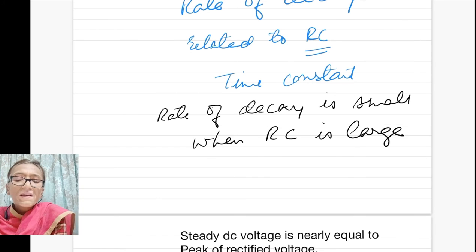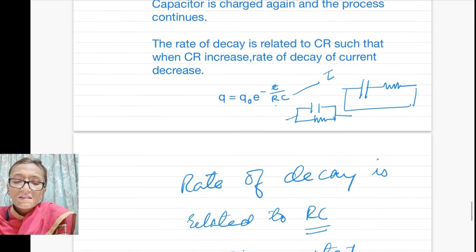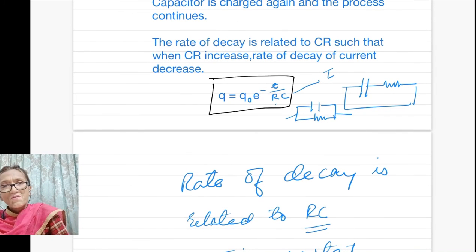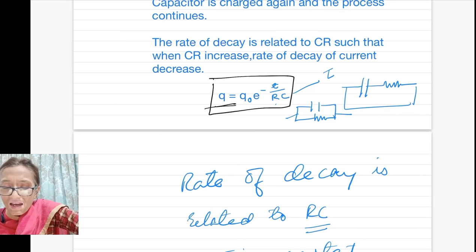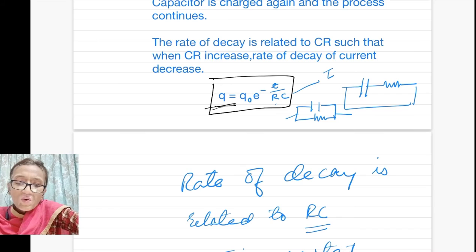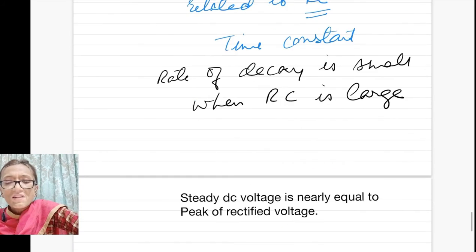You can calculate this. I am not calculating this time. So the rate of decay you can find from here. I is equal to dq upon dt. Then putting the value of I in Ohm's law, V is equal to IR, you can find V, you can find I, and then you can find the rate of decay also. And how does the rate of decay depend on this RC? Rate of decay is small when RC is large.